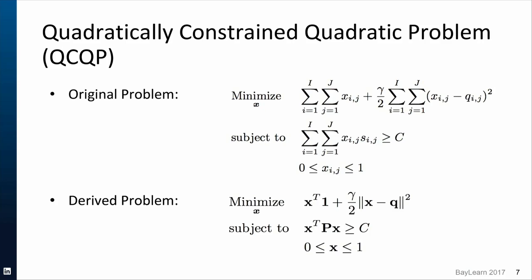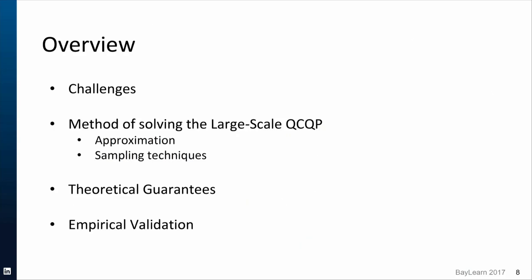Now this problem in general becomes extremely hard to solve. So what do we do about it? The main overview that I'm going to talk about are 4 things: what are the current challenges about solving these kinds of problems, what is the technique that we have developed, some theoretical guarantees on that technique, and finally I'll talk a little bit about some of the empirical validation.